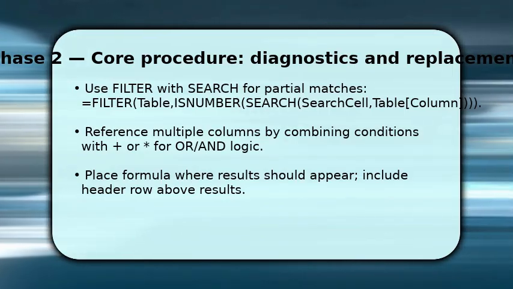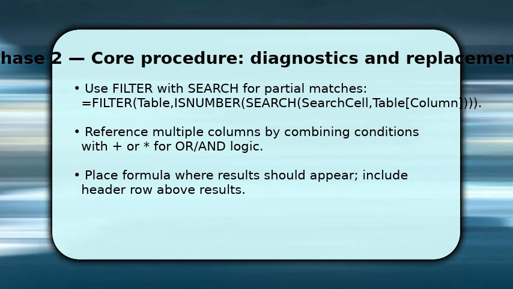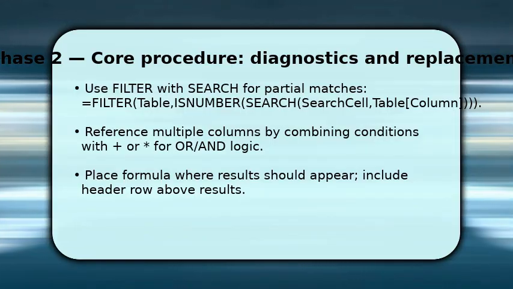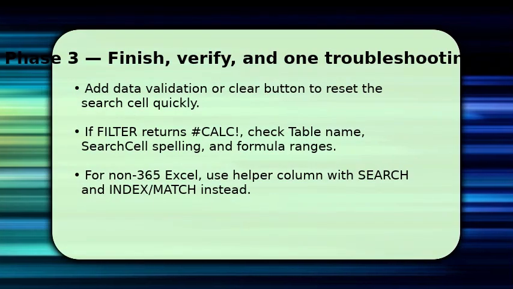Put the formula where you want the spill results to appear, and place headers above it, so the spilled array aligns visually with your table, and finish by polishing the interface. Format the search cell, add a clear button or data validation suggestions, and freeze panes so results stay visible.